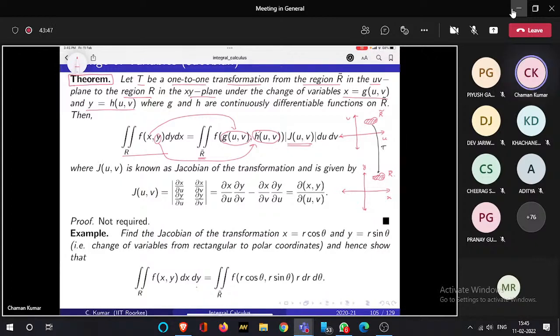Okay, where the Jacobian transformation is given by the first row of this Jacobian. So this is the right notation for the Jacobian transformation. This is the Jacobian transformation when you come from the UV plane to the XY plane, when you do this transformation from the UV plane to the XY plane.